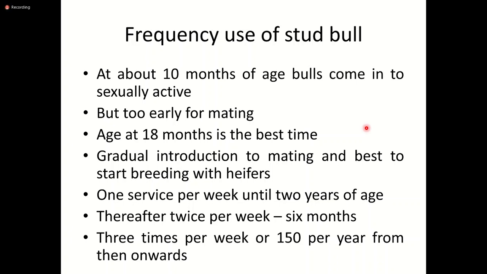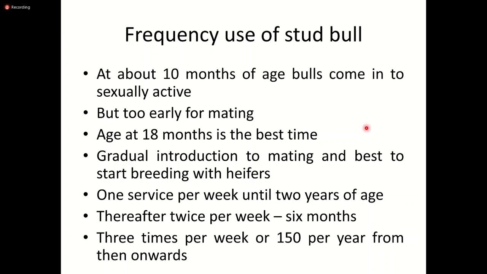So similar to the heifers or the calves, the female ones, right? They also become sexually mature, maybe at about 10 months, right? But similar to the previous female ones, we are not going to use them for breeding purposes because that is an early age for them, right? Similar to the female ones, the best age for mating or the breeding process starts maybe around 18 months of age, right?